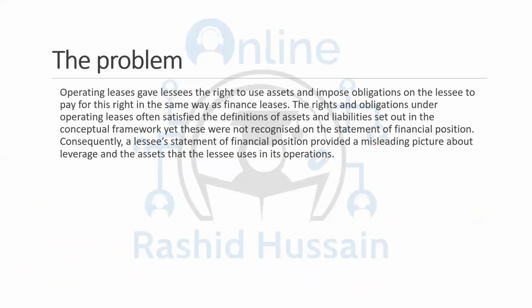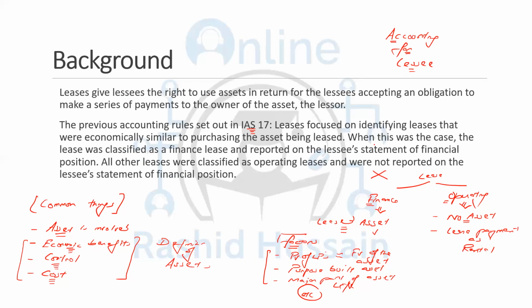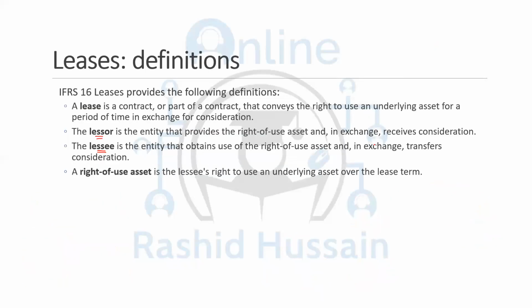I have written it clearly that the operating lease, in which you were not recording any asset, in fact, you were recording it as a rental arrangement expense, does not meet the definition of the asset and liability within the conceptual framework. So this treatment is no longer applicable. And now we have a completely new treatment.